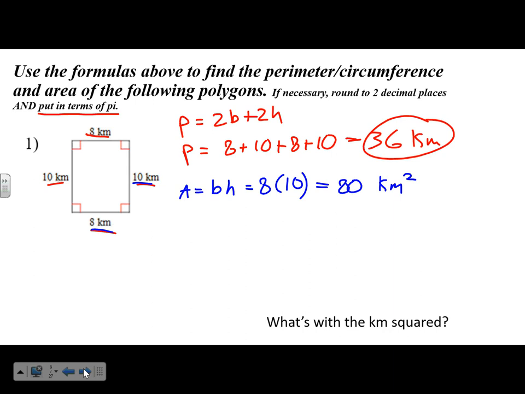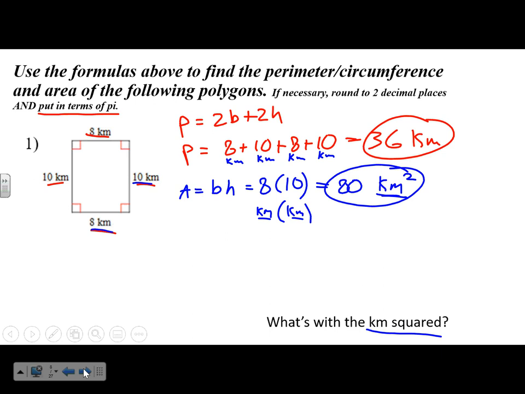Now, what's with the kilometers squared? I'm not going to expect you to do this. I just want to make sure I say this because it's there. But the area is always squared. And the reason is, technically, 8 is kilometers, 10 is kilometers. So when I multiply kilometers and kilometers, I get kilometers squared. Whereas with your perimeter, these are all kilometers. But when you add kilometers together, you don't get squared. So again, that's just a little extra. You don't have to worry about that. I'm not going to hold you to that.